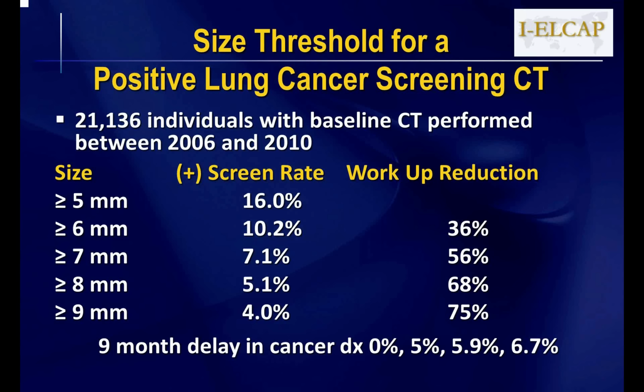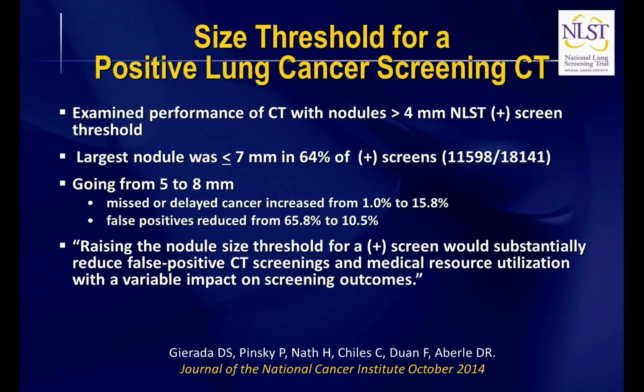reduction in downstream diagnostics. We chose 6 millimeters as the point for solid nodules to define Lung-RADS positive and negative. Importantly, the 9-month delay in cancer diagnosis between going from 5 to 6 millimeters was 0%. And it started to gradually creep up with each incremental threshold change. This has since been applied to the NLST.